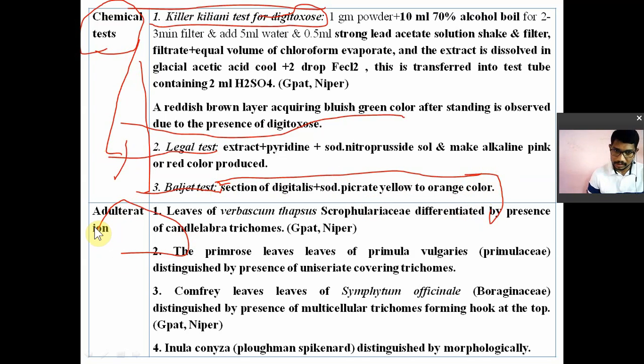Now adulterants are very important again. They used to ask questions on this. So what are the different adulterants for Digitalis? First, original Digitalis or Digitalis purpurea is adulterated with the leaves of Verbascum thapsus.